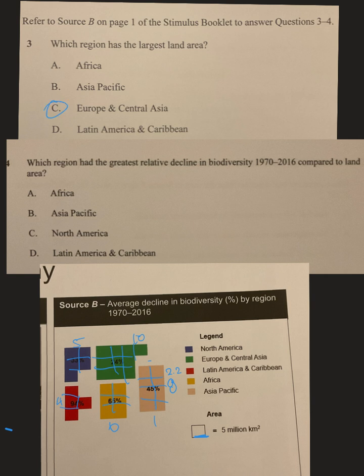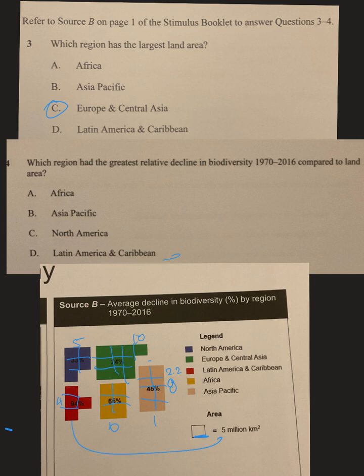And then which region had the greatest relative decline? You're probably going to go straight to this one, which was the correct answer. It was Latin America and the Caribbean. It was D. But again, just use these numbers as a quick check, if you're not sure.